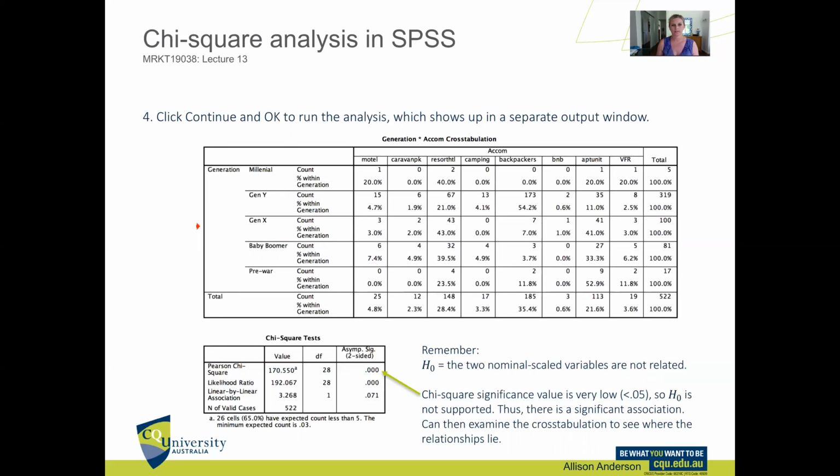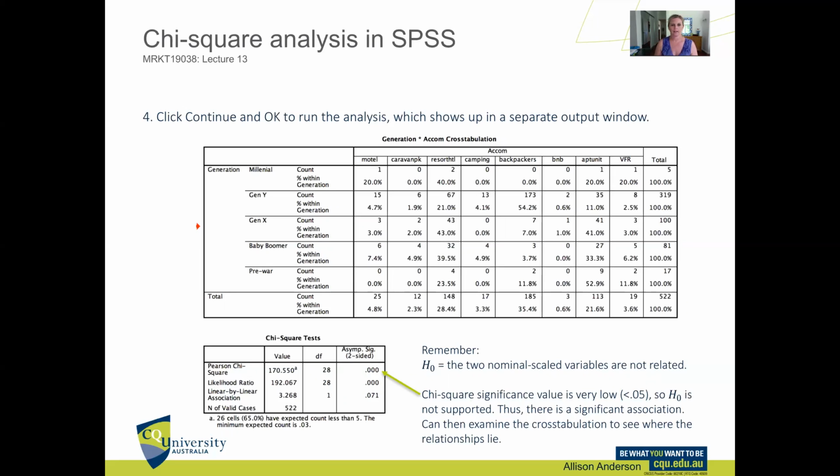Okay, so here you come up with a cross tabulation at the top, which I have shown you before, depending on whether you've seen that tutorial. It also comes up with a chi-square analysis down here. Now, what this shows, okay, on the left-hand column is the generation. So you've got millennial, Gen Y, Gen X, baby boomer and pre-war. And across the top in the columns, you've got motel, caravan park, resort, hotel, camping, backpackers. That's just how I designed it when I was putting those inputs in.